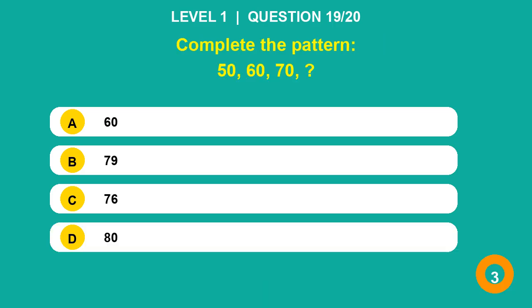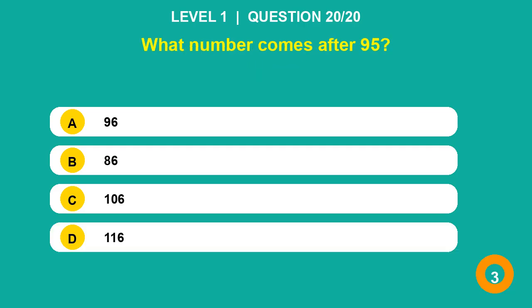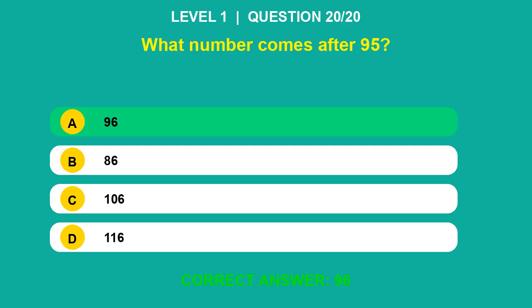Complete the pattern. 50, 60, 70? Answer is 80. What number comes after 95? Answer is 96.